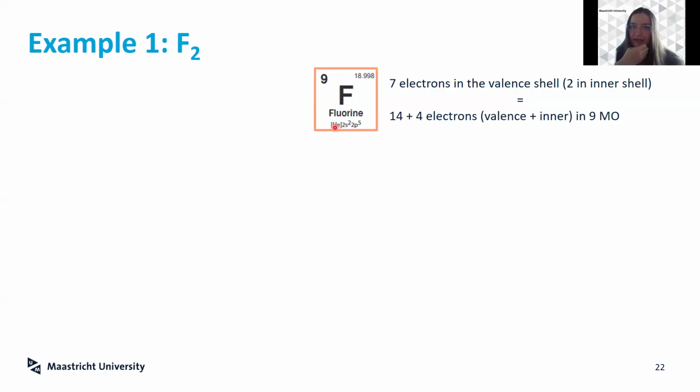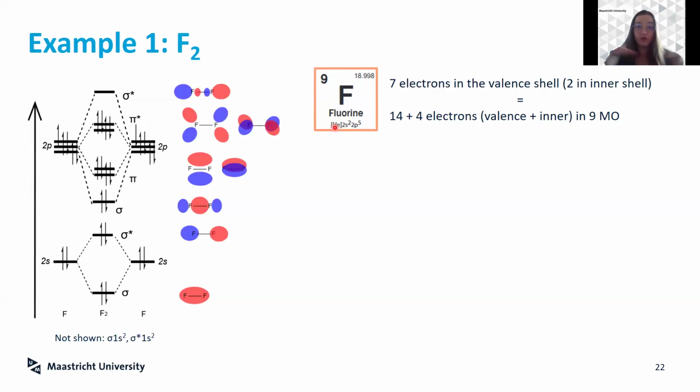So this means that there will be 14 plus 4 electrons in 9 molecular orbitals if you bond 2 fluorines together. So if we bring 2 fluorines close to each other, then you have first the interaction of the 1s, which is not shown in this diagram because it's too inner. If you only use the valence, then you start to interact with the 2s. So the 2s come together.